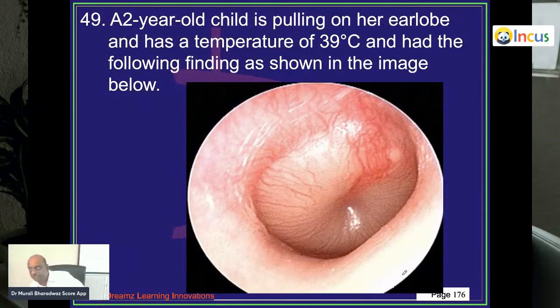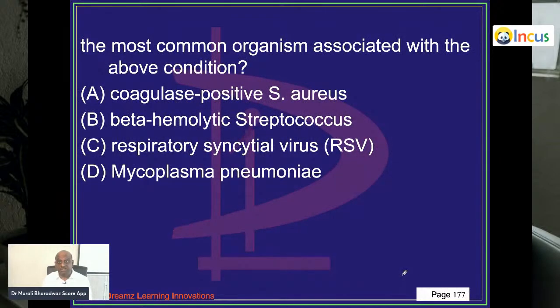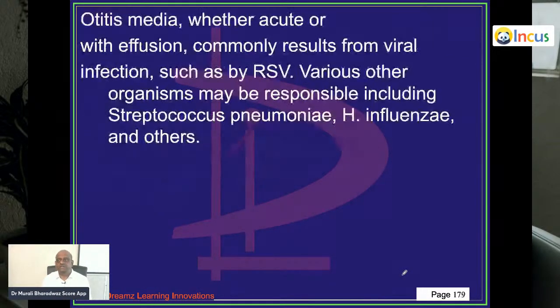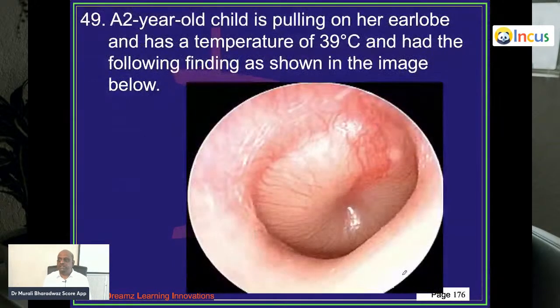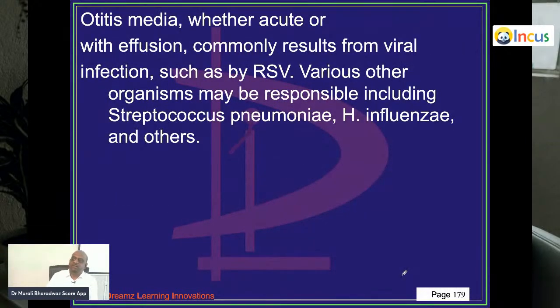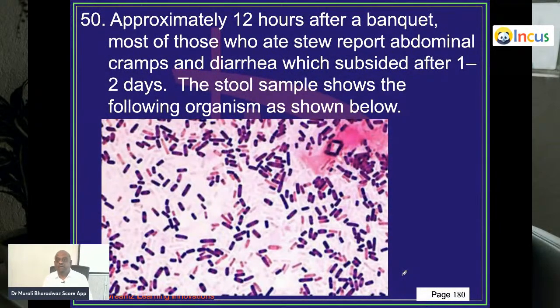Now, doctor, a 2-year-old child is pulling on her earlobe and has a temperature of 39 degrees. You are able to see the drum. So what is this caused by? It is otitis media with acute effusion. Commonly, it results from respiratory syncytial virus, is what you need to remember. Of course, Streptococcus pneumoniae, H influenzae, all of them are involved.